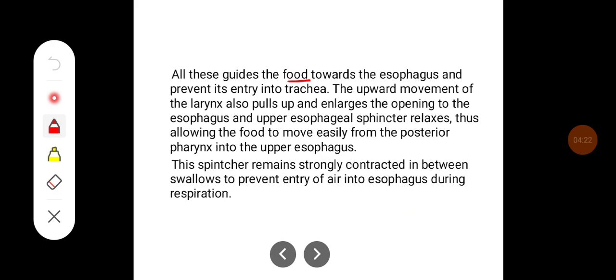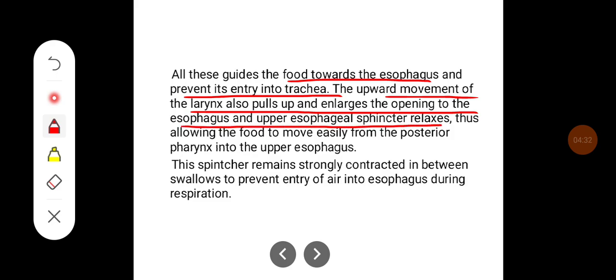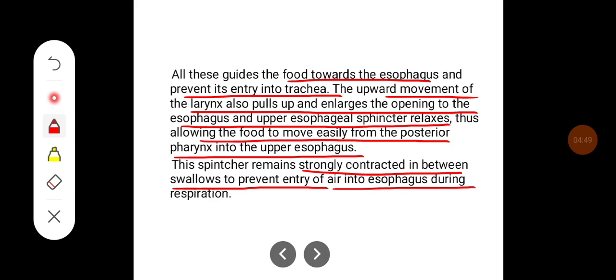All these guide the food towards the esophagus and prevent its entry into the trachea. The upward movement of the larynx also pulls up and enlarges the opening of the esophagus, and the upper esophageal sphincter relaxes, thus allowing the food to move easily from the posterior pharynx into the upper esophagus. This sphincter remains strongly contracted in between swallows to prevent entry of air into the esophagus during respiration.